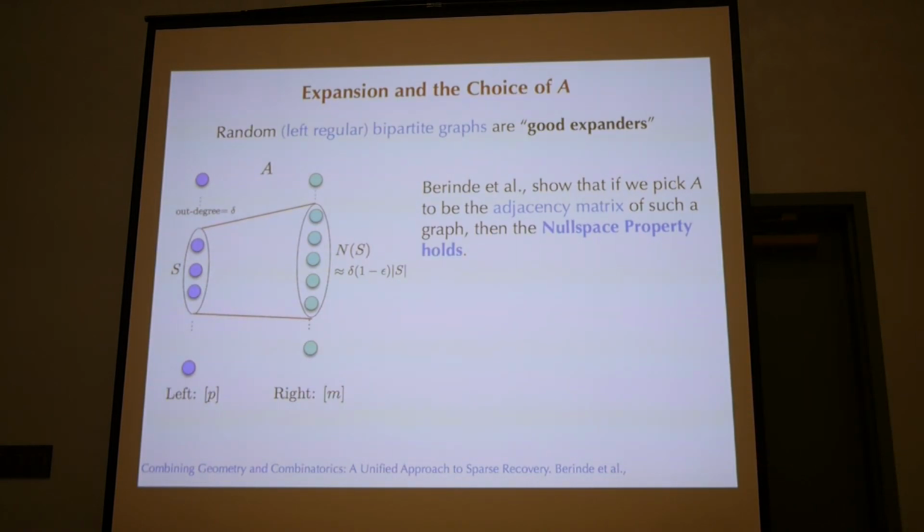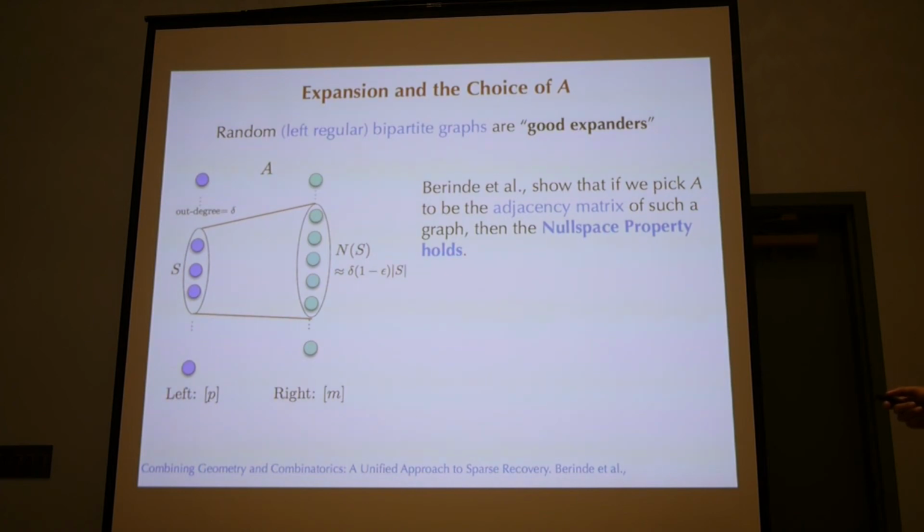So if I pick A to be the adjacency matrix of left regular bipartite graphs, then these have really good properties. These are expanders. This is a catch-all term for nice graphs, or not nice if you care about those things. But for these settings, expanders are really nice.